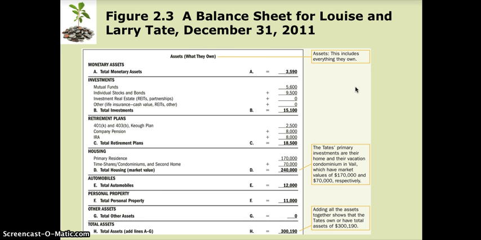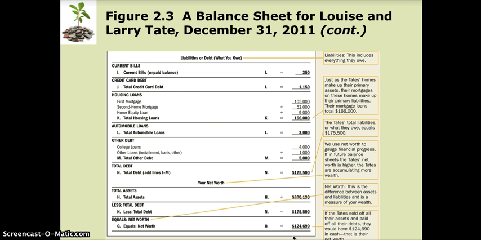The balance sheet here for Louise and Larry Tate is just an example from the textbook. You can see here that they have cash in the bank and investments listed up at the top. They have retirement savings, they own a house, automobiles, and so on and so forth. They have total assets of $300,190.